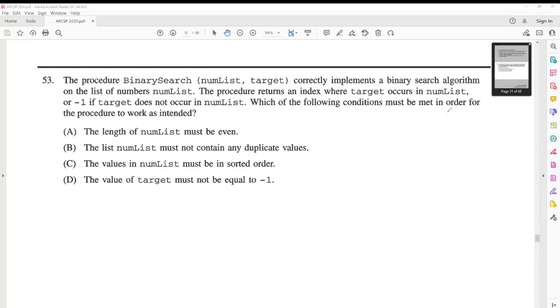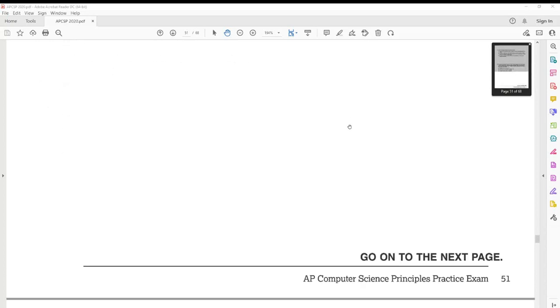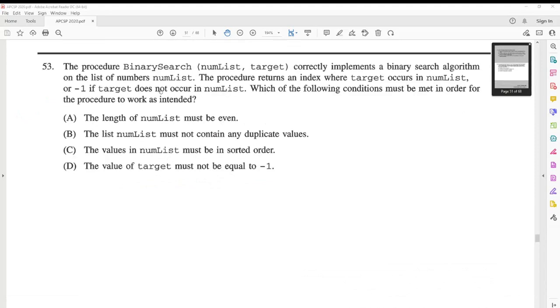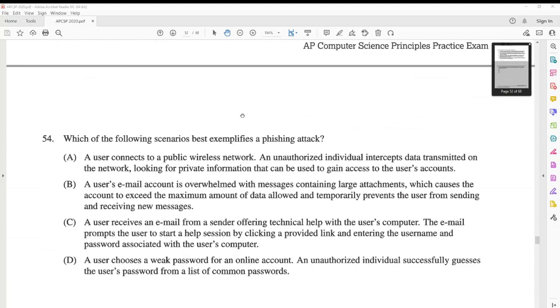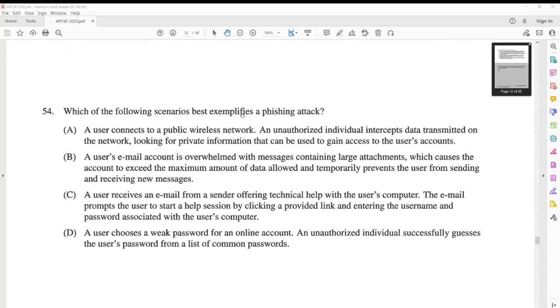Which point must be met in order for the procedure to work? It must be sorted. This is the basic requirement for binary search. So the answer is C. Binary search must have the data sorted. In the session where we discussed programming, I showed you the way to do programming for binary search.